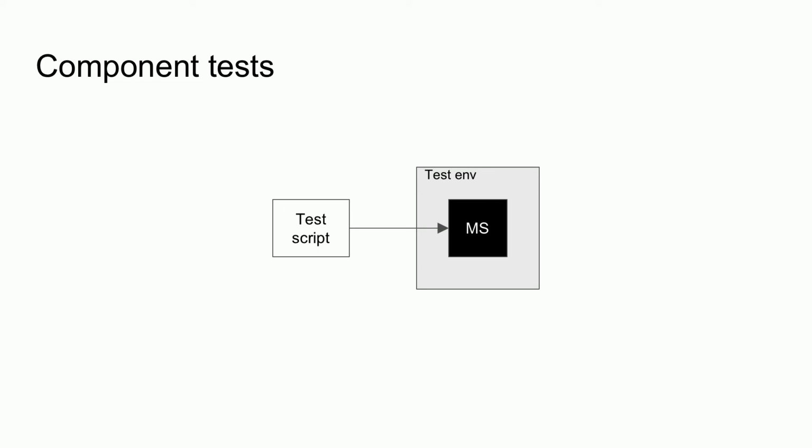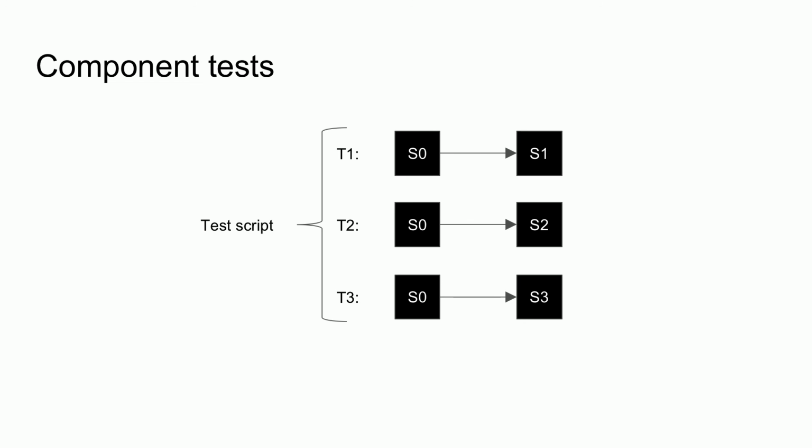And let's look into the test script. And let's say our test script contains 3 tests: test 1, test 2, and test 3. And since our component is a stateful component, after each interaction it changes its state. So after first test, it will change the state from S0 to S1. And so does it for other tests.